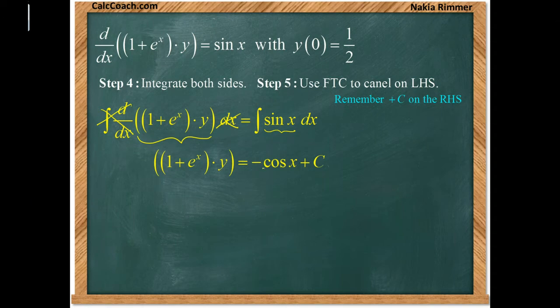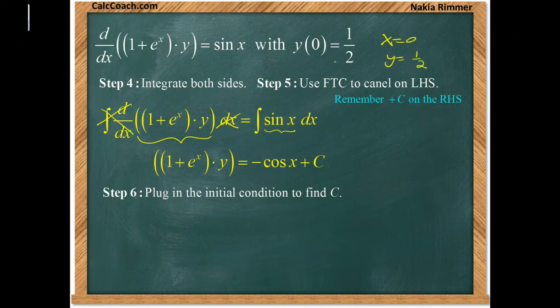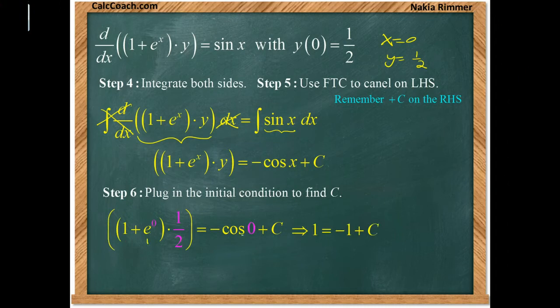All right, great. Well, then what do we do next? Immediately, we have to get this c out of here, I believe. It's useful, I think, to get it out of there. So we need to plug in this condition. When x is 0, y is a half. So we plug that in. e to the 0 is 1. 1 plus 1 is 2. 2 times a half. This entire quantity is a 1 on the left-hand side. Cosine of 0 is 1, but times that negative, we end up with a negative 1 plus c on the right-hand side. And adding the 1 over, we get that c is 2.